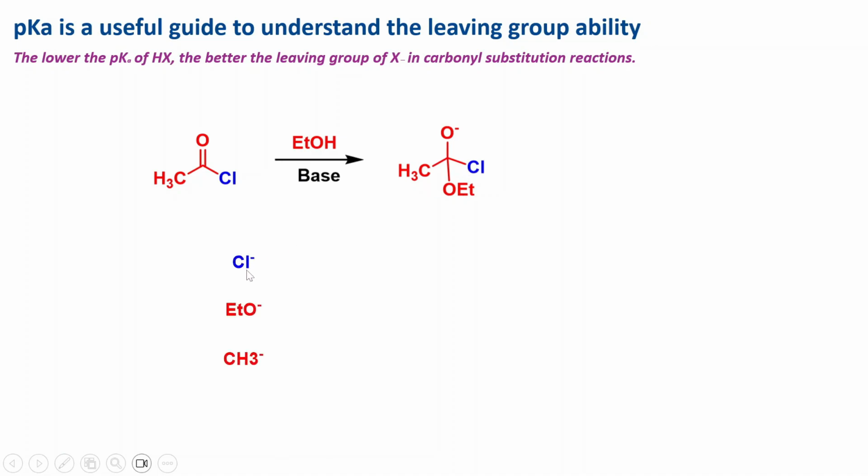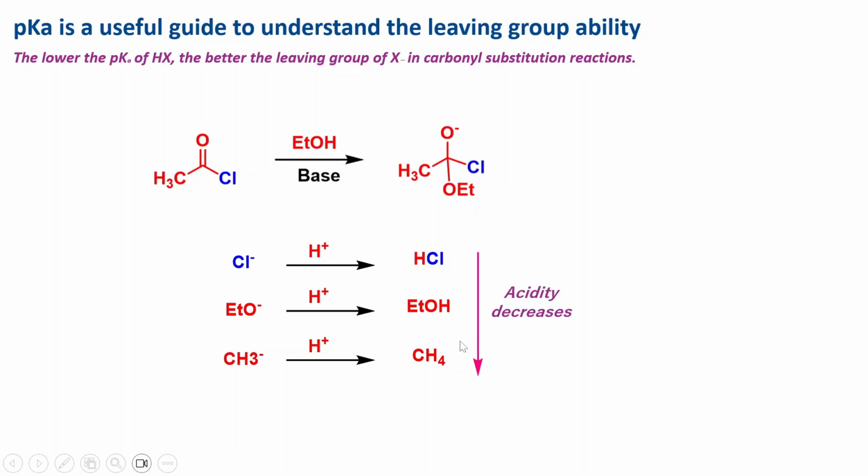If you consider each of these groups and protonate it, you get the corresponding acid. You will get hydrochloric acid, ethanol, and methane. As you go down, the acidity of these groups decreases. That means hydrochloric acid is the most acidic, with the lowest pKa, and methane is the least acidic, with the highest pKa. If you correlate the pKa value with the leaving group ability, then the corresponding anion, Cl minus, will be a better leaving group and CH3 minus will be a bad leaving group.